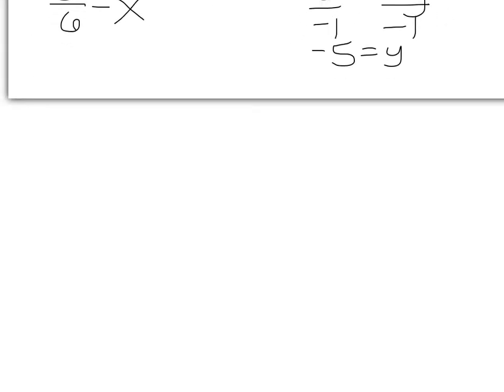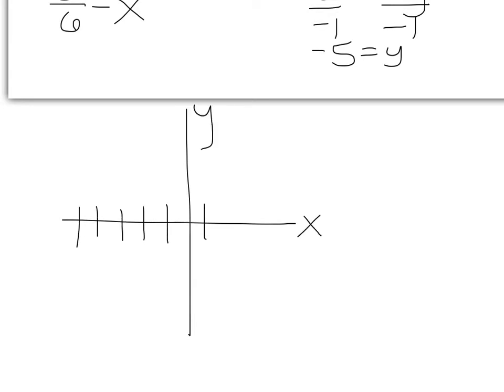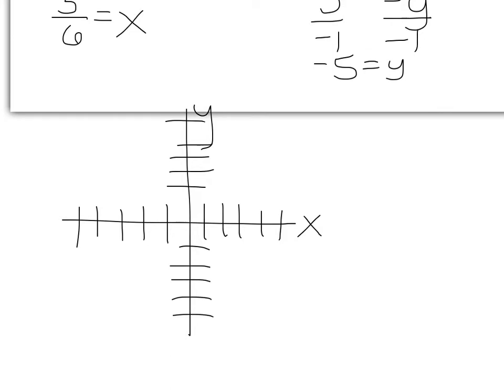So we'll graph these. Okay, so we have x is 5/6. So that's going to be about right here. Oops. It's going to be about right here. And y is negative 5. So that's going to be about right here. Connect them. And that's your graph.